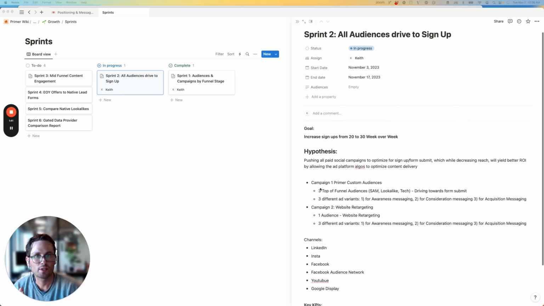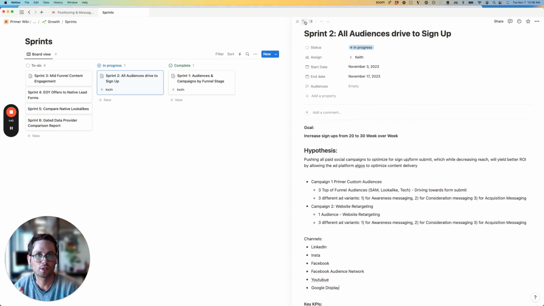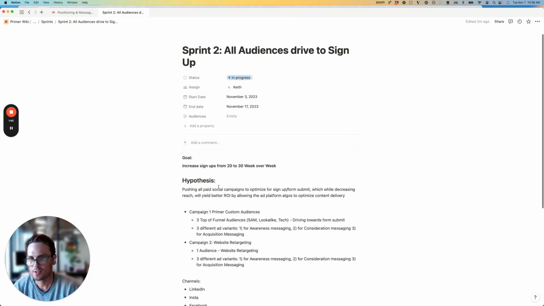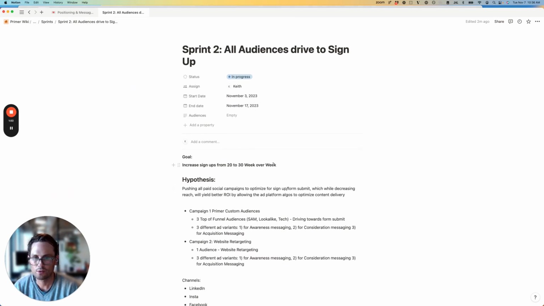So here's a sprint 2 that we are currently in progress on. Our goal is to increase signups from 20 to 30 week over week by November 17th. Our hypothesis is that pushing all paid social campaigns to optimize for signups will decrease our reach inside of our audiences, but it'll yield better ROI by allowing the ad platform algorithms to optimize the content delivery.